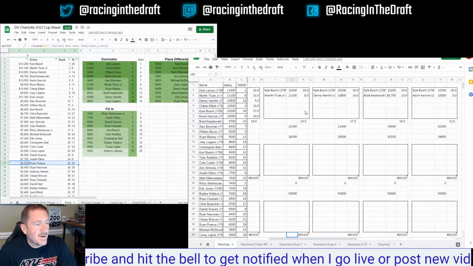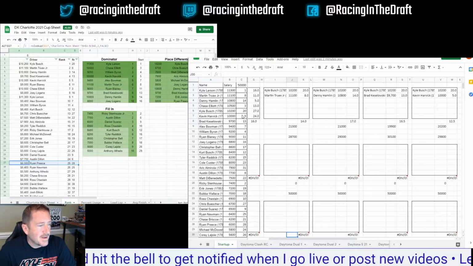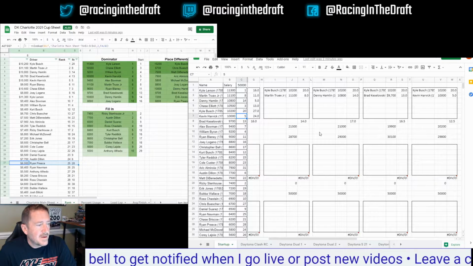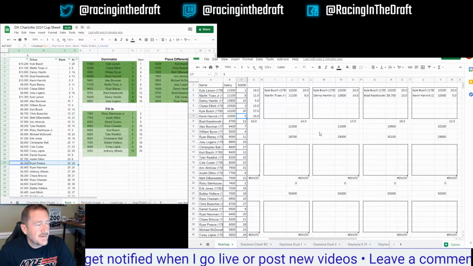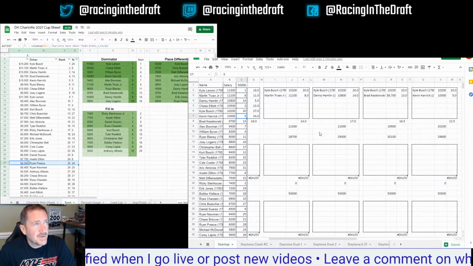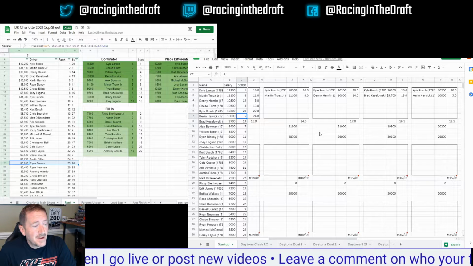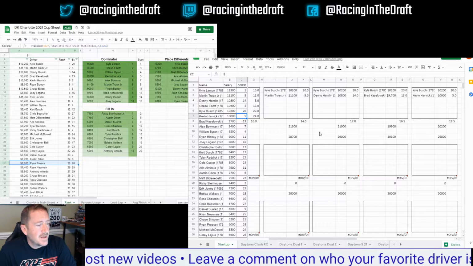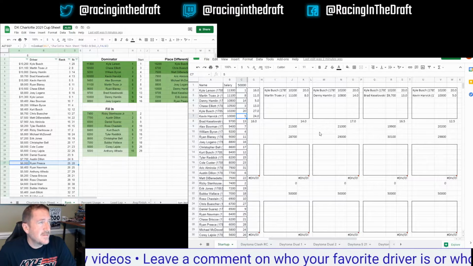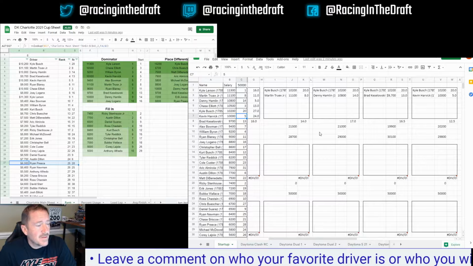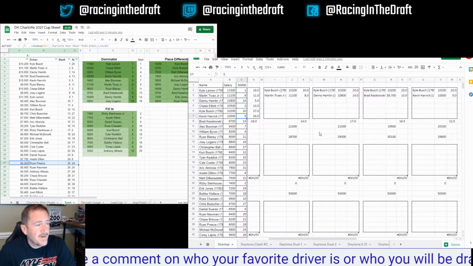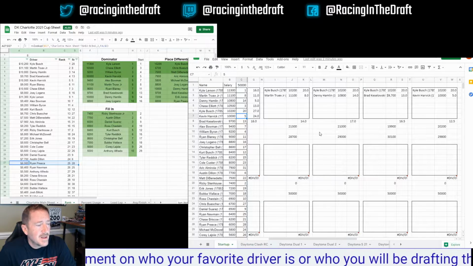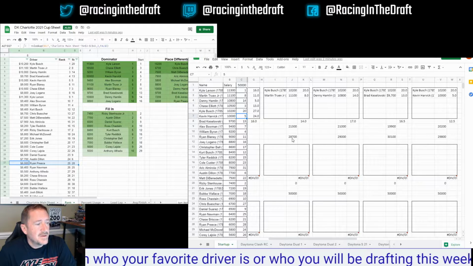a Kevin Harvick, who is starting in the 5th spot. There's not much of a place differential upside. If anything, there's a place differential negative for him. But I think Kevin's going to be strong enough that he could easily start and finish in the 5th, and he could actually end up winning the race if everything works out and he stays out of trouble, which Kevin typically does. He's usually a pretty smart driver.